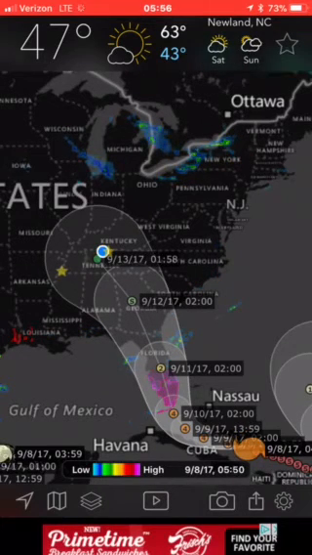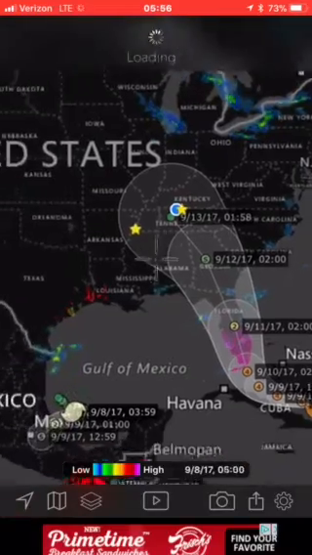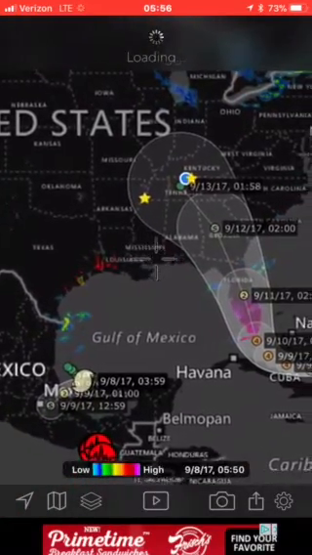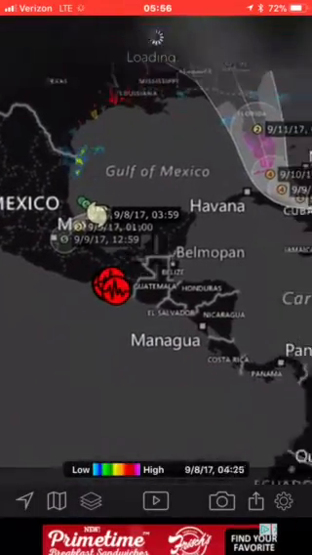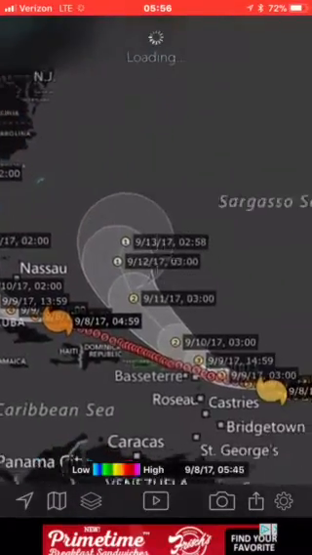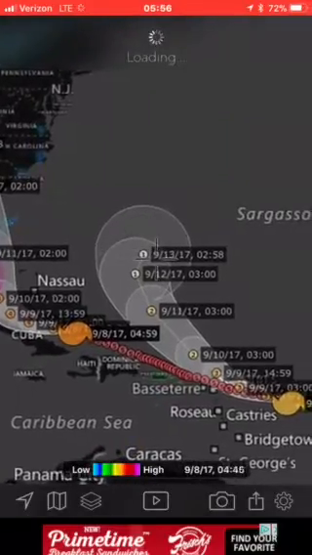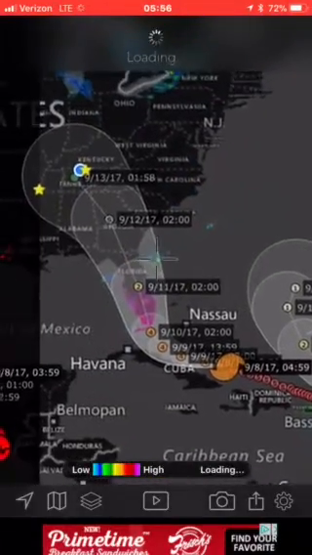This is obviously the map of the United States right here. There's Mexico, there's the other storm down there by the Gulf. You can see those little red things where the earthquakes are right there. There's the tracking of the hurricane. There's one possible way right there, and there's the other possible way.